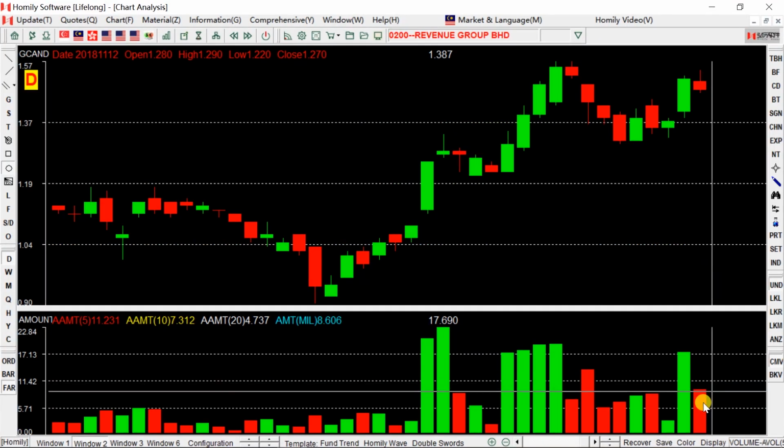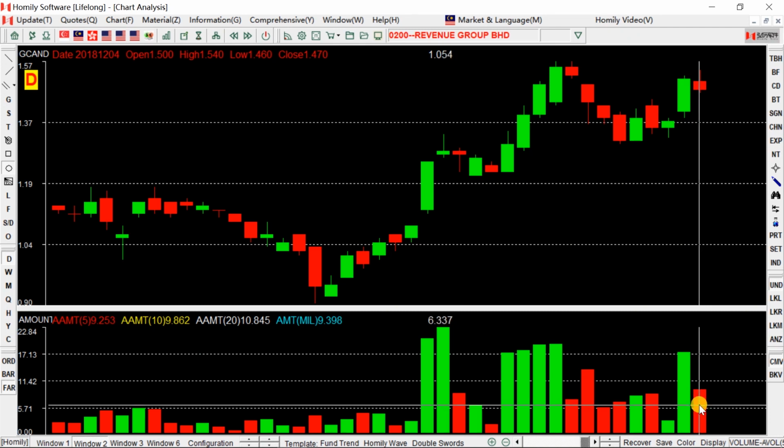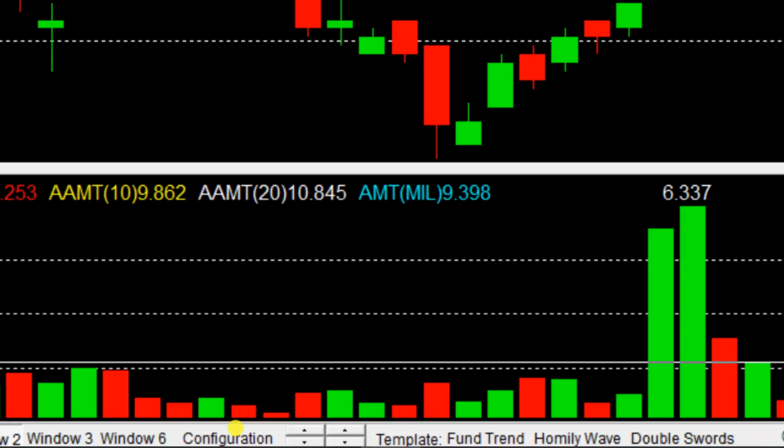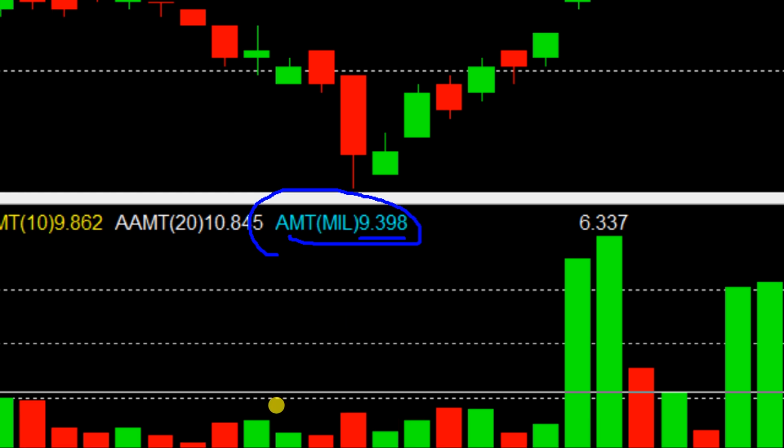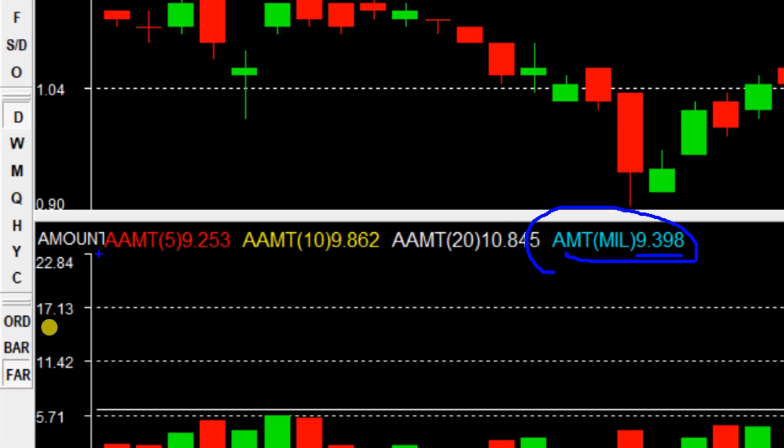If we move the mouse to this red column, then we will know that day the trading amount is 9.398 million ringgit. That day, 9.398 million ringgit was bought. Meanwhile, 9.398 million ringgit was sold. So the total trading amount is 9.398 million ringgit.